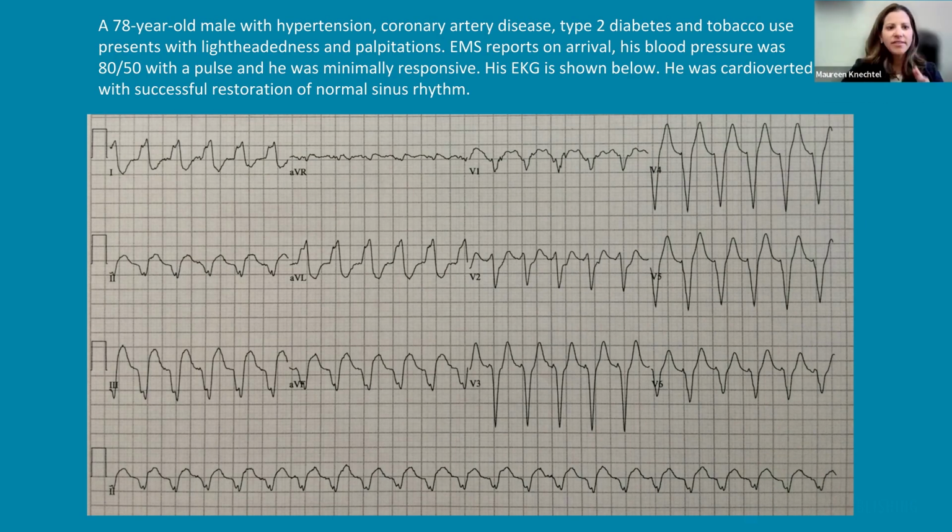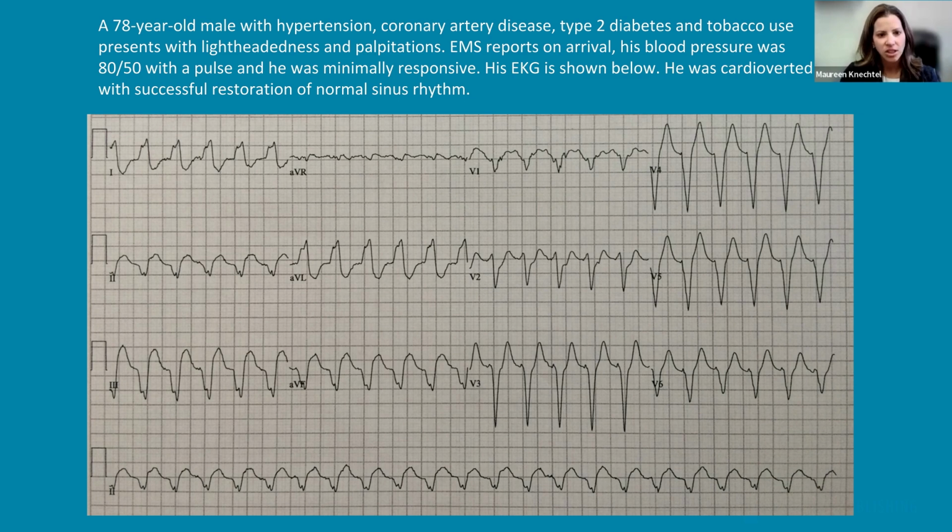Okay, next case, a 78-year-old man with hypertension, coronary disease, diabetes, tobacco use, got lightheadedness and palpitations. EMS shows up, blood pressure is pretty low. He does have a pulse, but he's not very responsive. Here's the EKG. Patient is cardioverted with successful restoration of normal sinus rhythm.